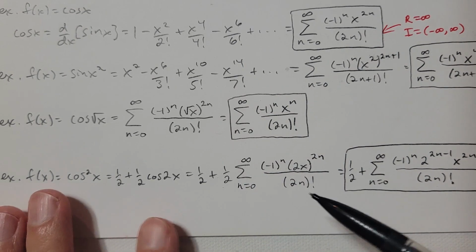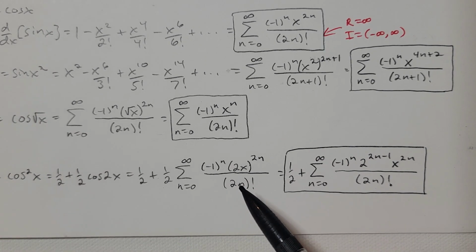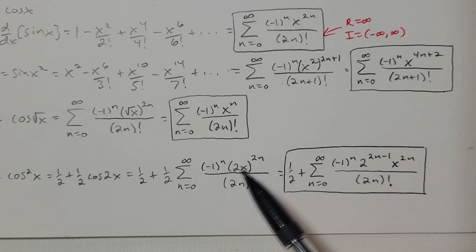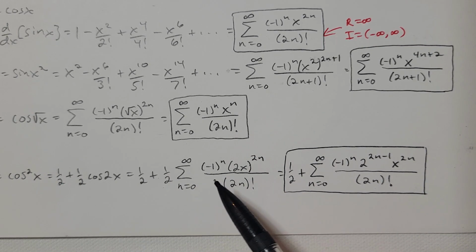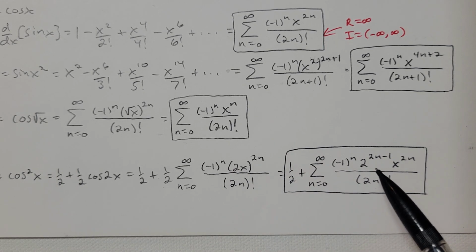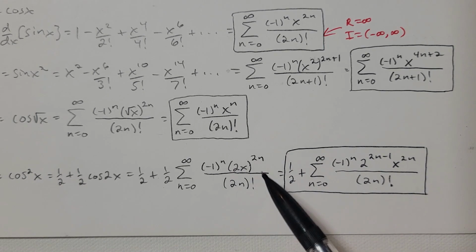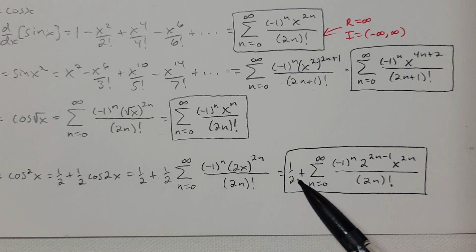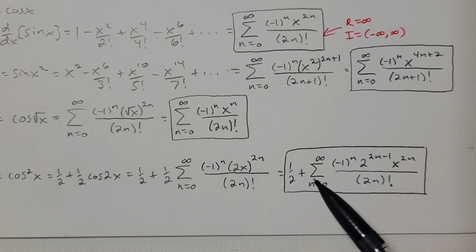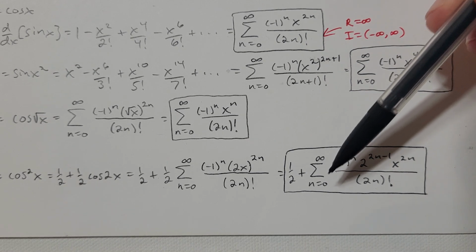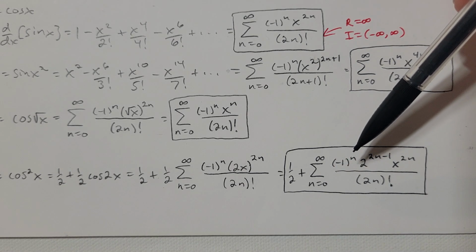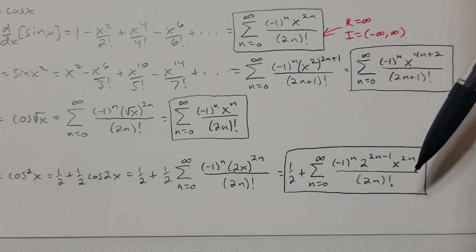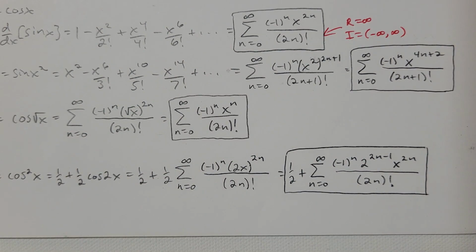Okay, and when we simplify this, let's see. I'm going to have 2 to the 2n, and then I'm bringing in the 1/2 there. So 2 to the 2n divided by 2, that's the same as 2 to the 2n minus 1, times x to the 2n. Everything else is going to stay as is. Okay, and so my answer would be 1/2 plus the summation as n equals 0 to infinity of negative 1 to the n times 2 to the 2n minus 1 times x to the 2n divided by 2n factorial.